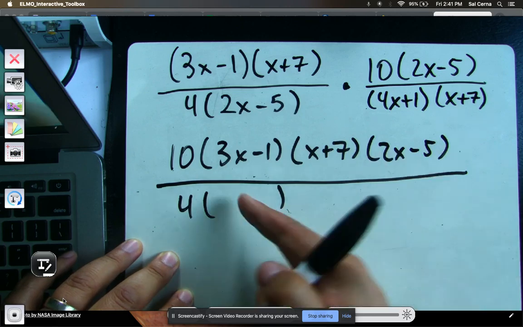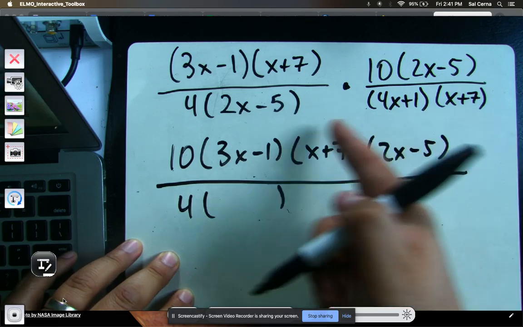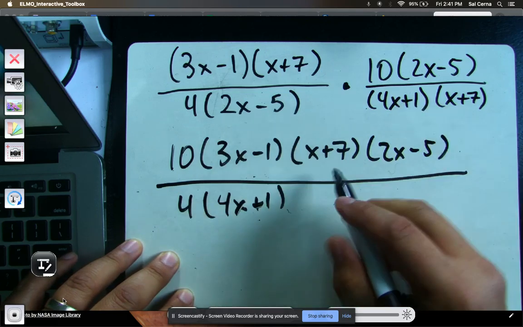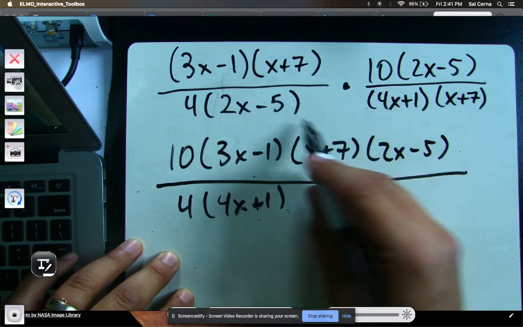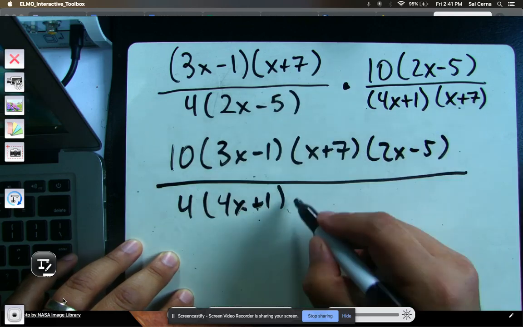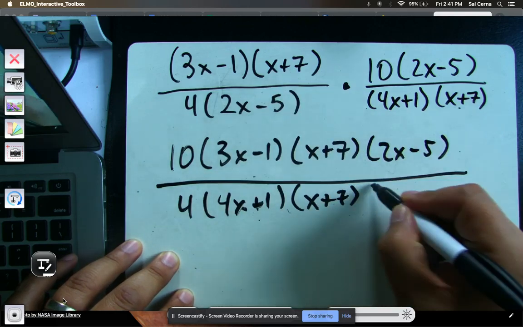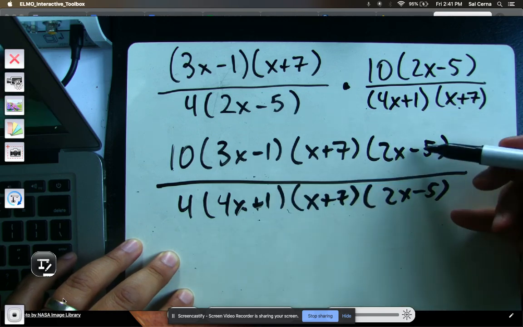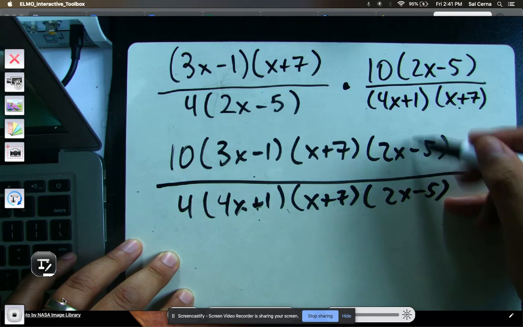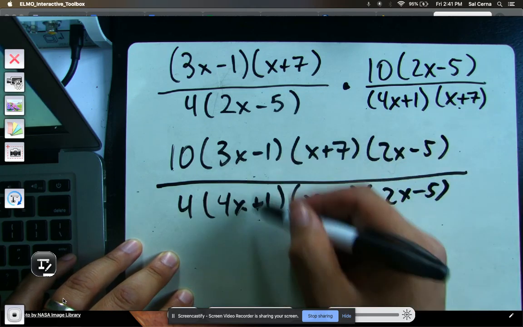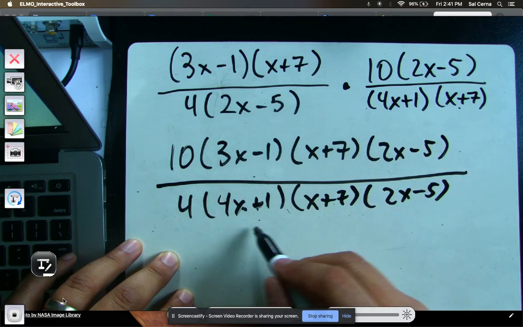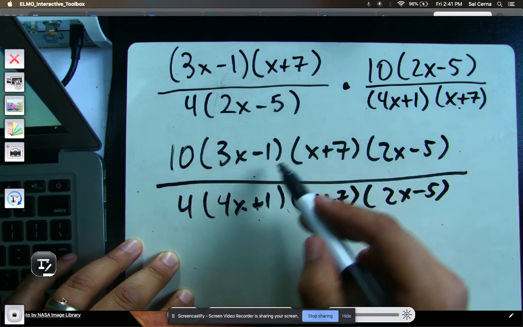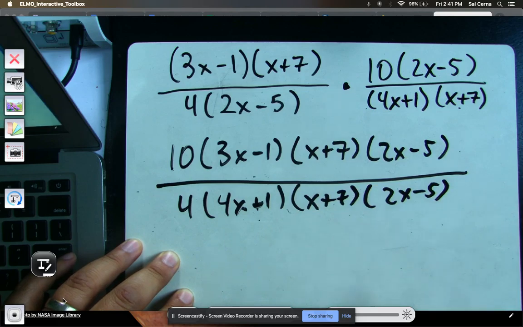Okay, so here I have 3x minus 1. I notice that I'm going to use 4x plus 1. Why? You'll see in a minute. Times x plus 7, and I notice another x plus 7 here in the denominator, times 2x minus 5. And by doing that, you can start to see where I can simplify. These I can't, and I just got to make sure I copied everything accurately. You always want to do a quick check. And it looks like we are good to go.